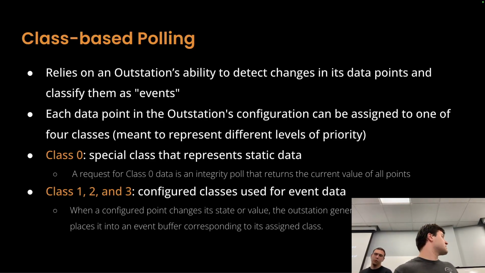For classes 1 through 3, you usually prioritize the different classes based on how high a priority they are for your environment. Class 1 has the highest priority and class 3 is the lowest. In some cases, you'll have your master poll class 1 every 5 seconds, class 2 every 30 seconds, and class 3 every minute or whatnot.